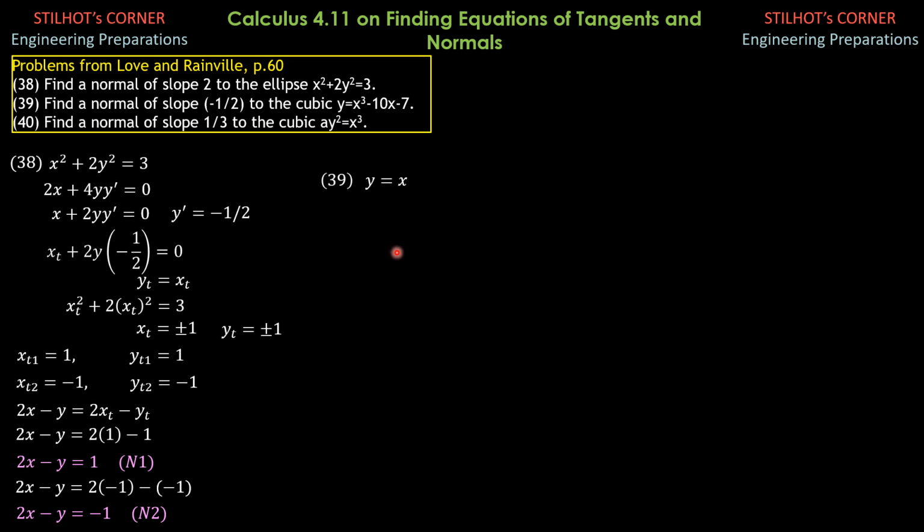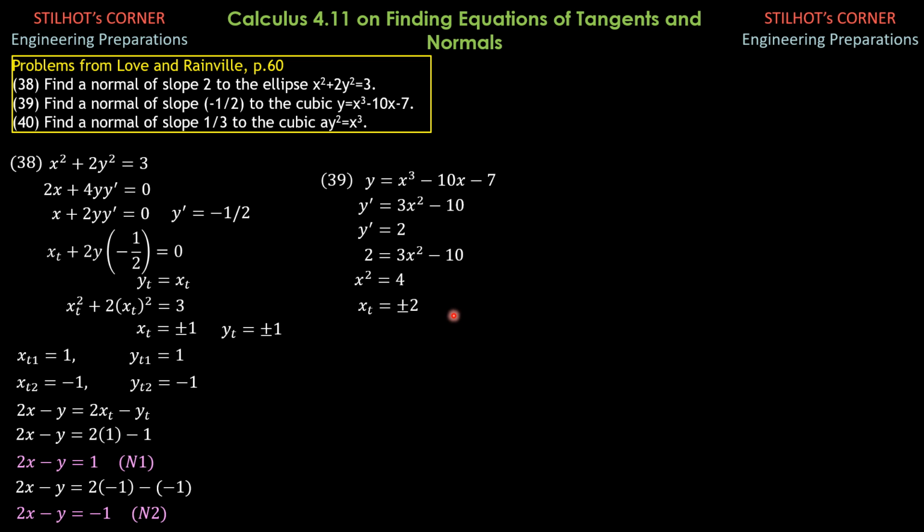For problem 39, the cubic is y equals x cubed minus 10x minus 7, differentiating with respect to x, y prime equals 3x squared minus 10. Because the slope of the normal is negative 1/2, and the negative reciprocal of negative 1/2 is positive 2, that means y prime is positive 2. So 2 equals 3x squared minus 10. So 12 equals 3x squared, or 4 is x squared. Therefore, x sub t is plus minus 2 after we extract the root of 4.